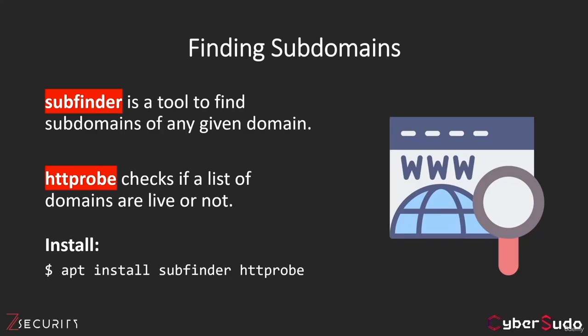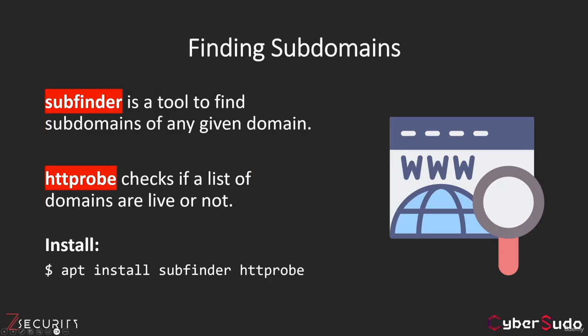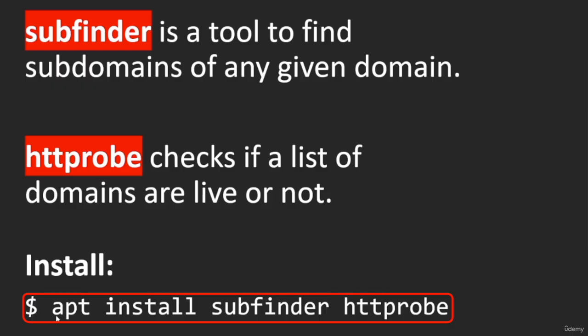In a previous lecture, we have seen how we can find subdomains using search operators and using a website called crt.sh. In this lecture, I would like to show you two tools that you can use to find subdomains of any domain name and to check which subdomain is live. To install these tools, all you have to do is open the terminal and type apt install, and then the first tool, which is Subfinder, and then the second tool, which is HTTP probe.